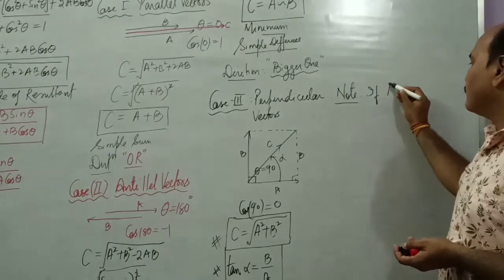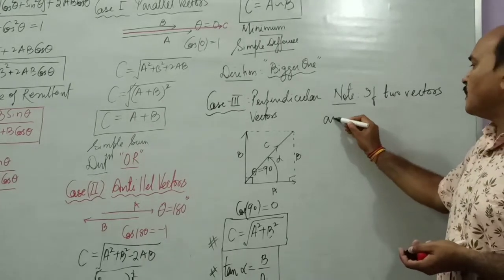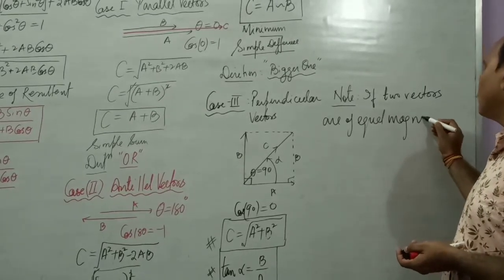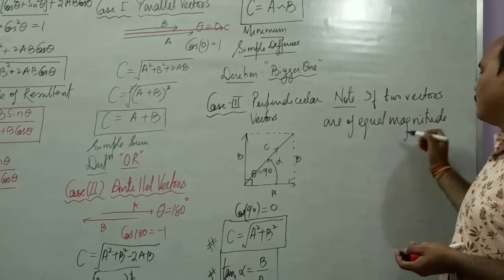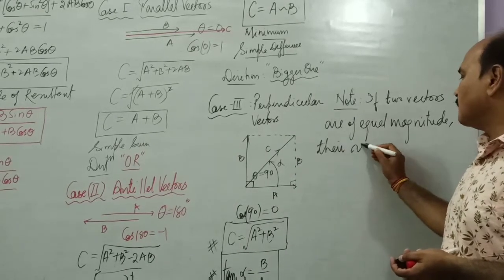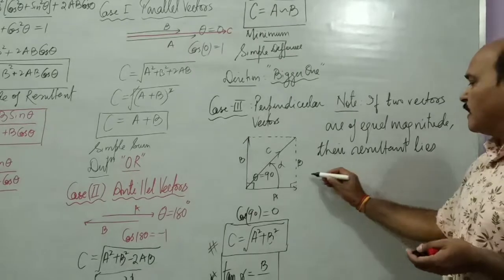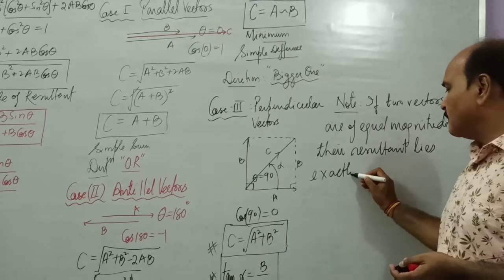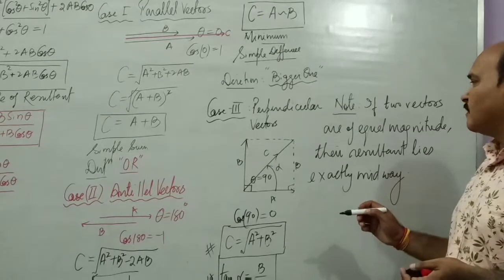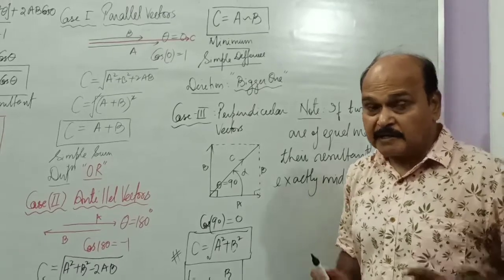The note is, if two vectors are of equal magnitude, their resultant lies exactly midway. If two vectors are of equal magnitude, then the resultant lies exactly midway.